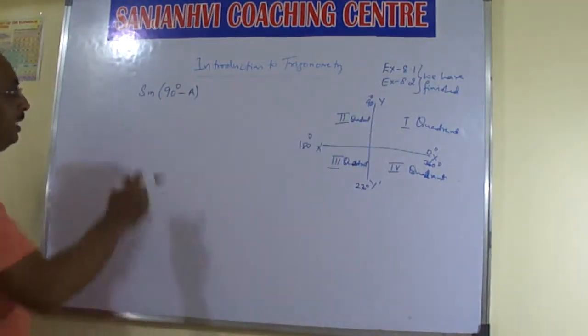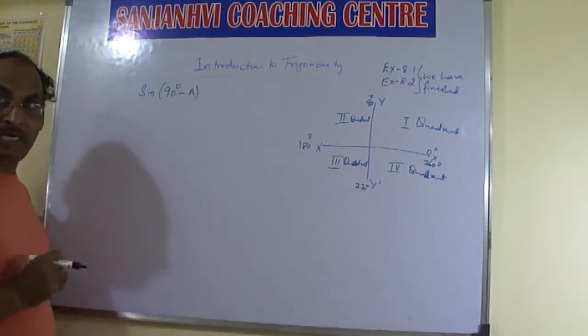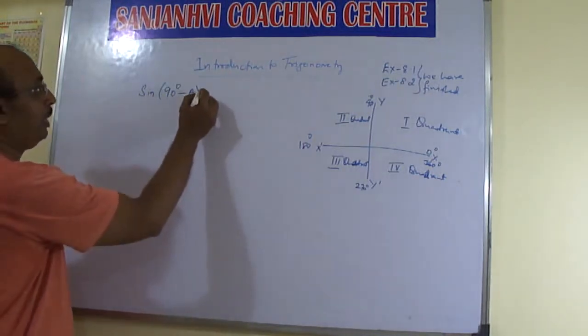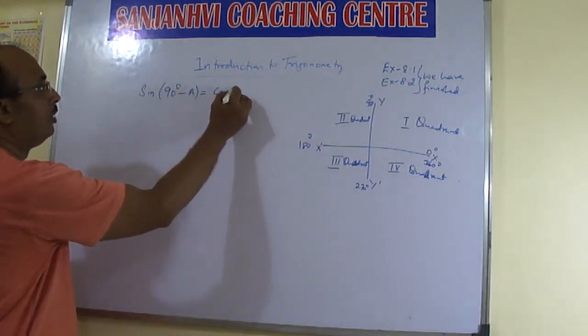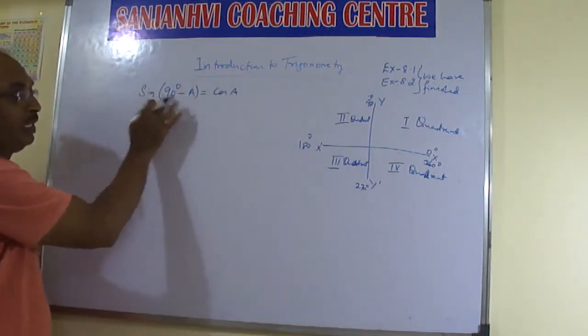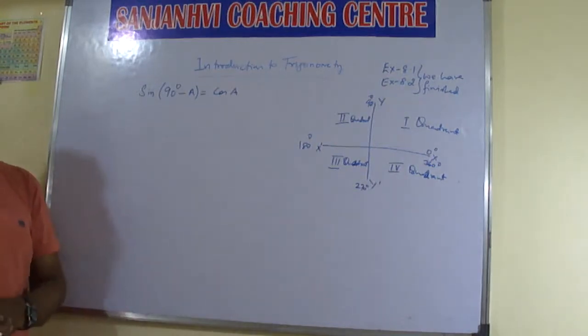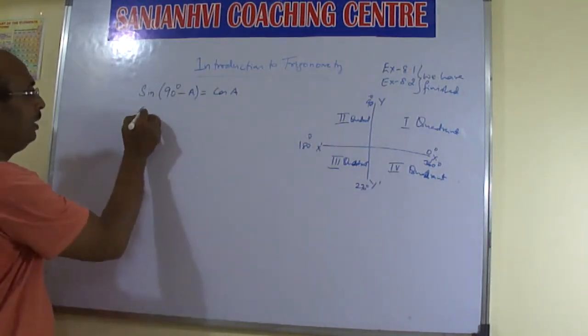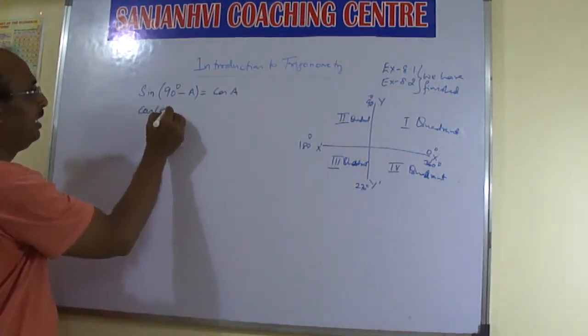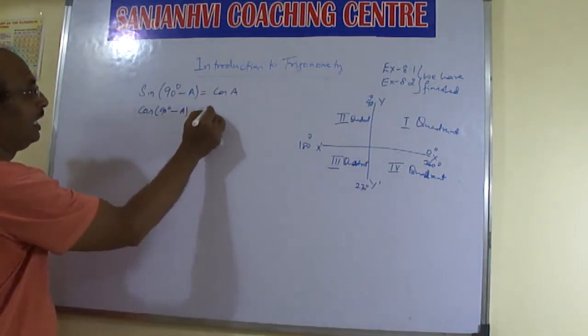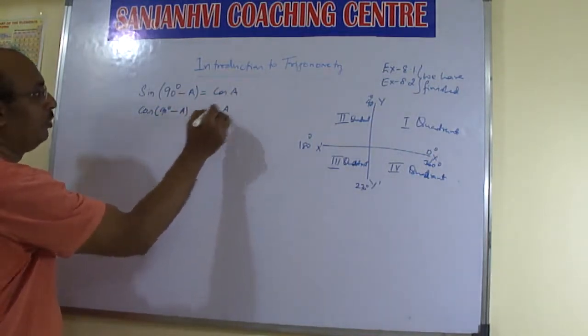So what is there? Sine of 90 degree minus A will be cos A. So the corresponding angle will come. If sine of 90 degree minus A is there, then you will get cos A. Similarly, cos of 90 degree minus A will become sine A. Understood? Yes, sir.